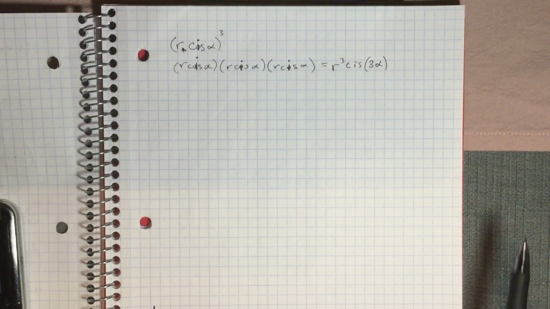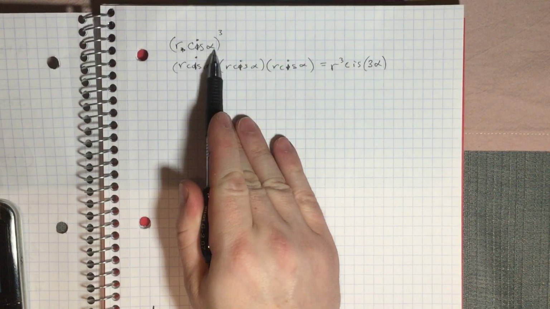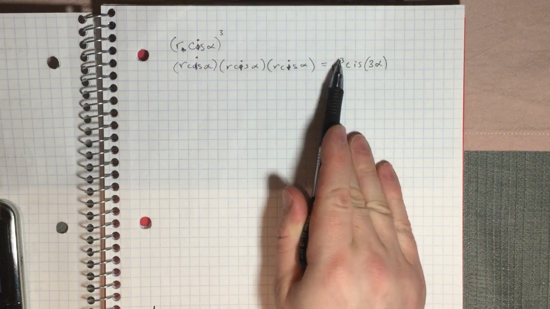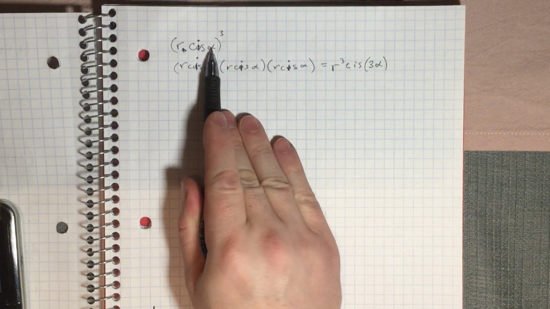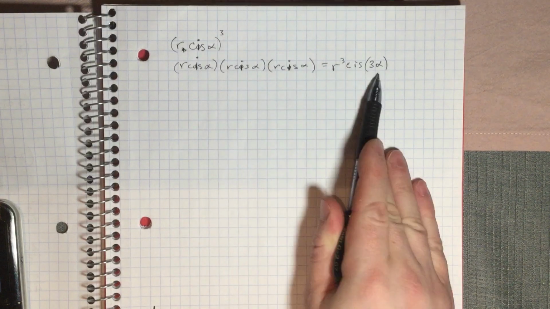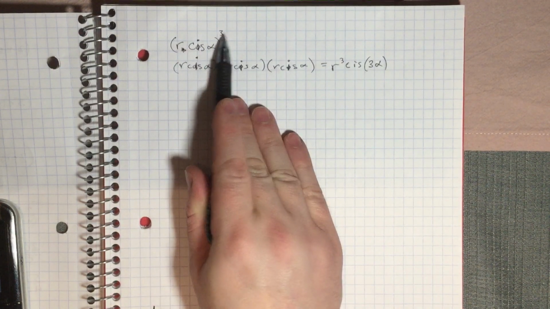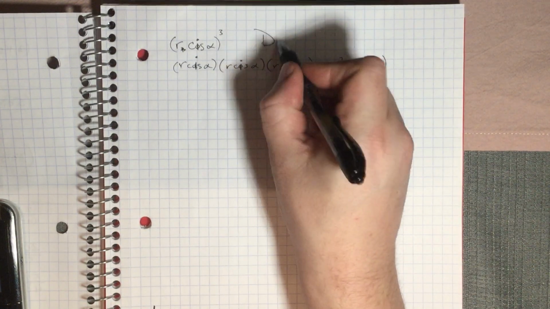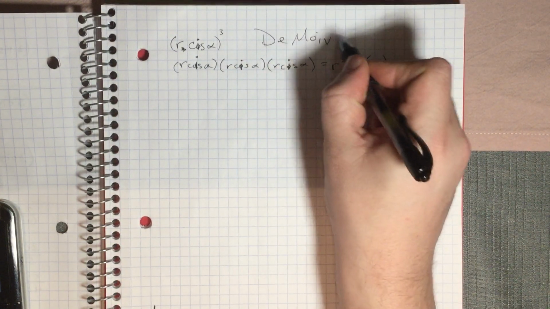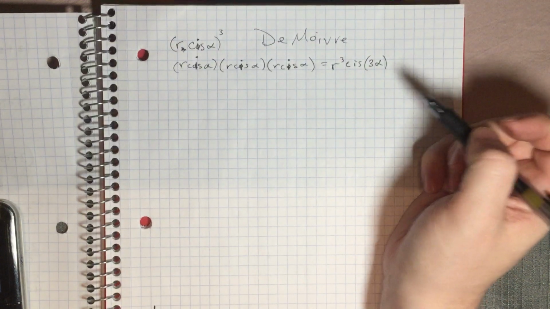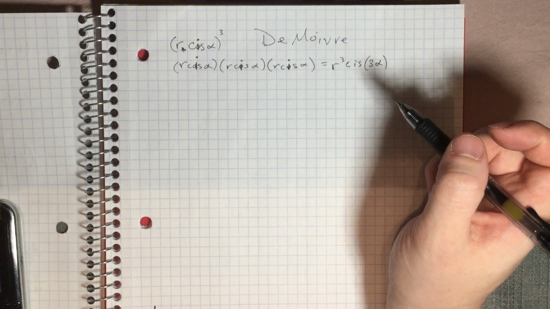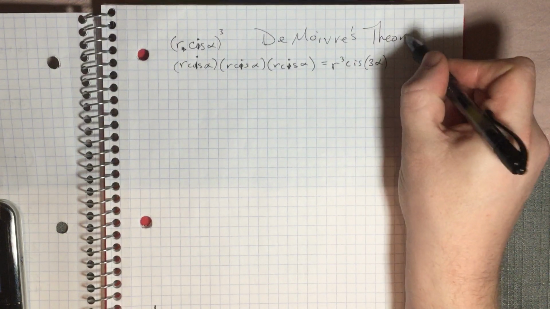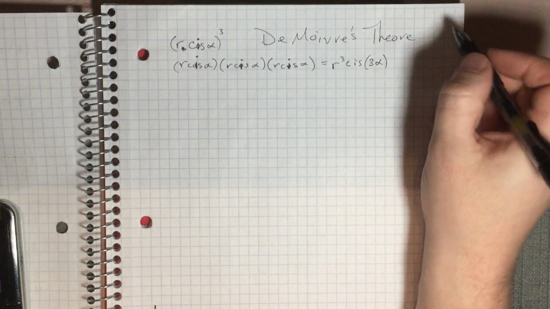So look what happened here. When we cubed this number, really all we're doing is taking the r and raising it to the third power, and we're taking the angle and multiplying it by the power. So we did r cubed, and then alpha times 3. This is a very simple theorem that is attributed to this guy named de Moivre. He was French, just like René Descartes, and this is called de Moivre's theorem. It's not de Moivre, this isn't Joyzy.